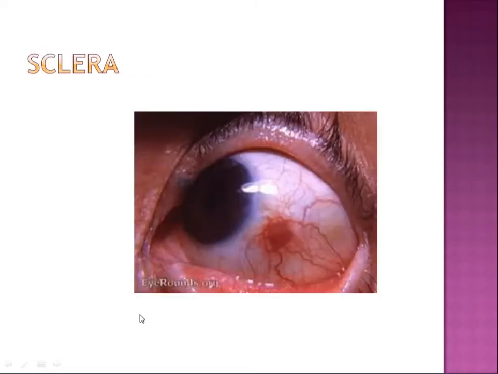Now, moving on from conjunctiva and cornea, coming to sclera. Scleral involvement can also present with red eye. Here, how do you differentiate between conjunctival and scleral involvement? The congestion will be a little dark red in color. Because the conjunctiva is superficial, it will be bright red, whereas scleral congestion will be dark red in color.